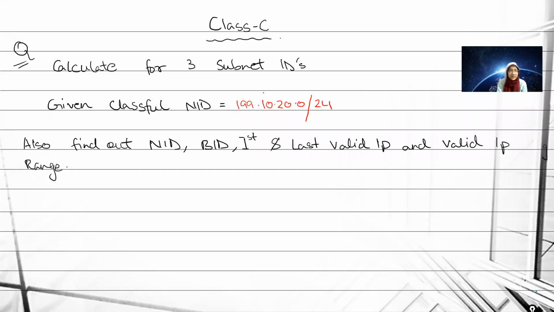First, we'll do subnetting of class C, and the question is: calculate 3 subnet IDs given the class C full NID, which is 199.10.20.0/24. Means out of this NID, we'll figure out the subnet IDs, and we also have to find out NID, BID, first valid and last valid IP, and valid IP range. So let's get into it.